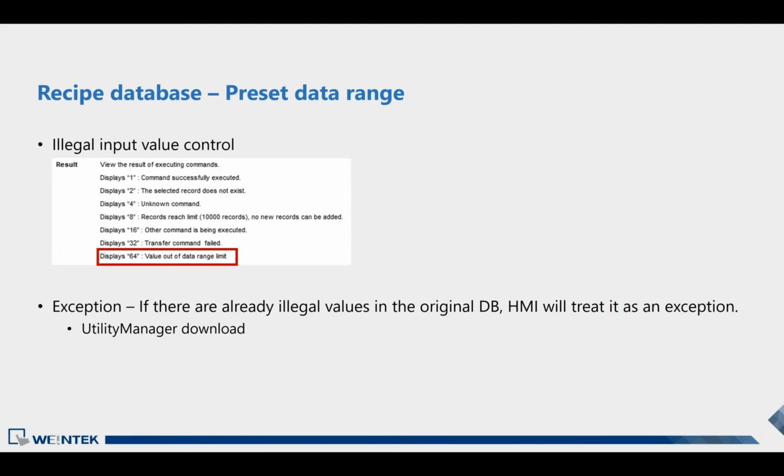Okay, so when the input data on the HMI exceeds its set range, the result address over here will display 64, which is the newly added error code for value out of data range limit.